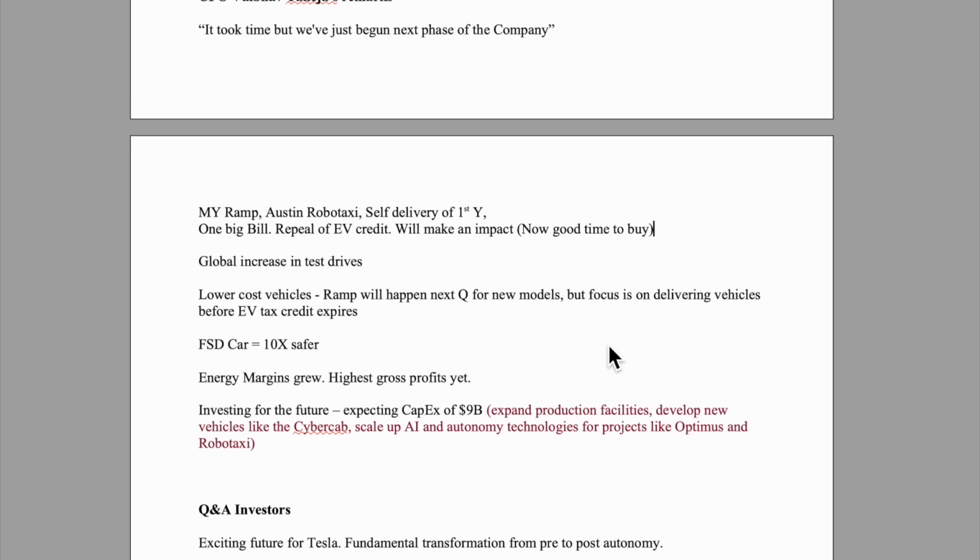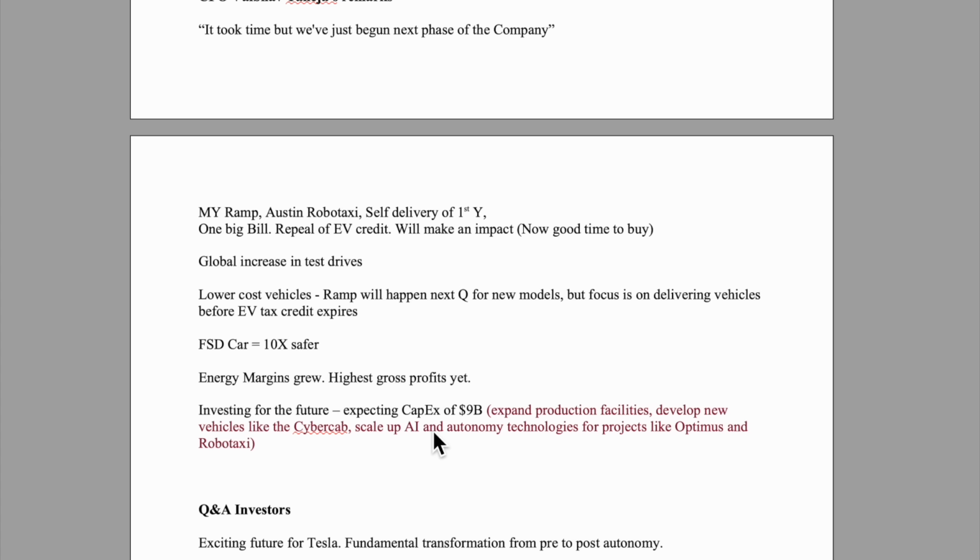"Full self-driving in cars is now 10 times safer than a human." Now, would you rather put your children in the hands of a taxi driver or whoever? Or would you put them in a car that's 10 times safer? This will become more apparent and more obvious with time. Tesla's full self-driving is the solution to fewer accidents, fewer road deaths. That, above anything else, is the most important aspect here.